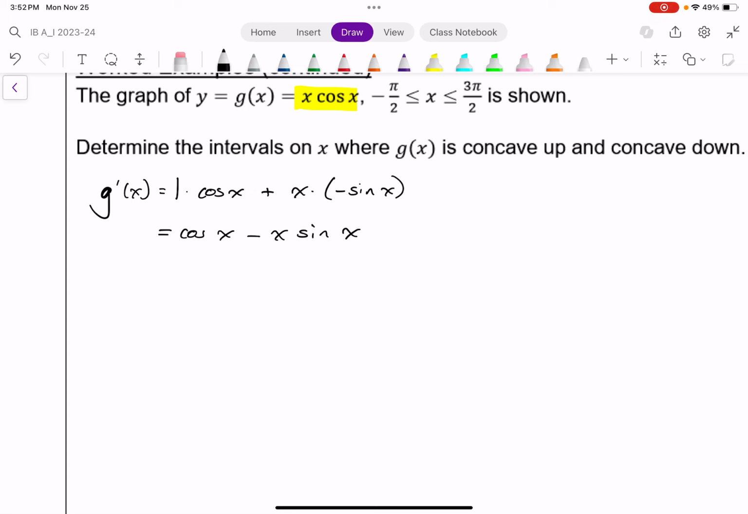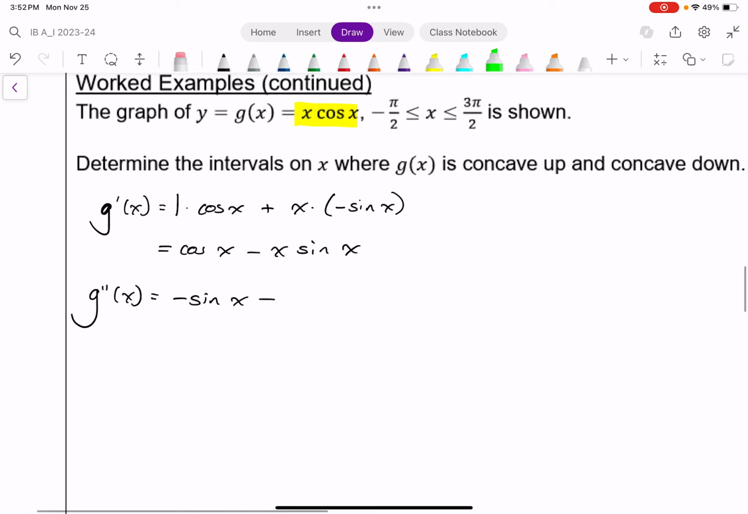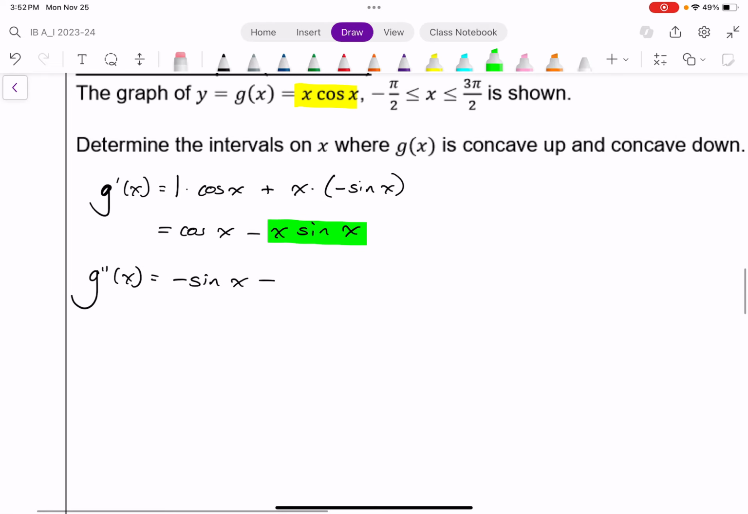There's my first derivative. All right, but now if I want to see where it's concave up or down, I need a second derivative, so I need to differentiate this. Well, first the derivative of cosine is just minus sine of x. That's quite nice. Minus, I got to be careful here. I'm going to put square brackets around this.